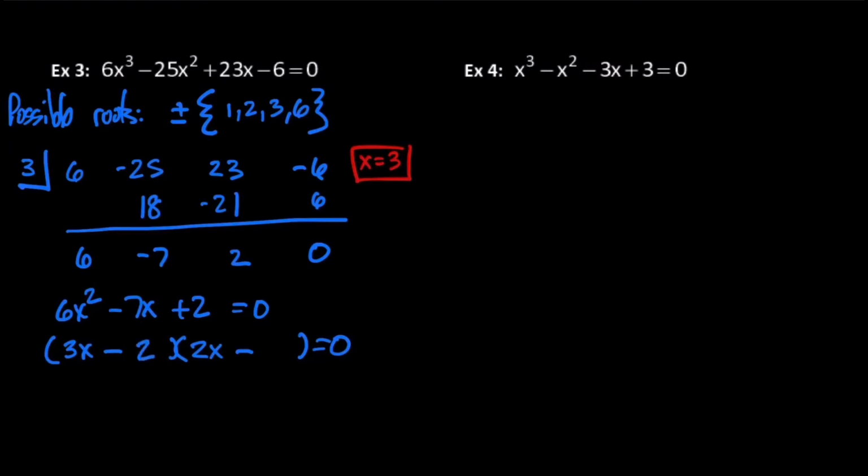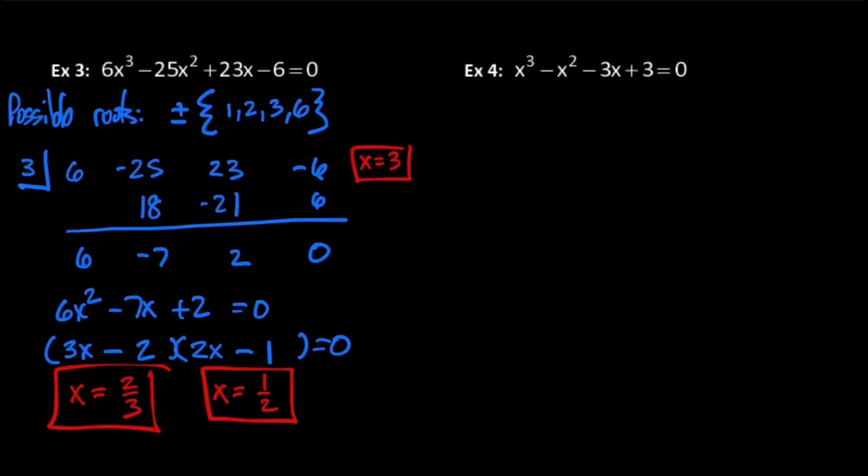So 2 here, 1 here, and now my two roots from those factors, x equals, here's the shortcut, the opposite of this number divided by that number. So we have a positive 2/3. And over here, x equals positive 1/2. So there are my 3 roots.